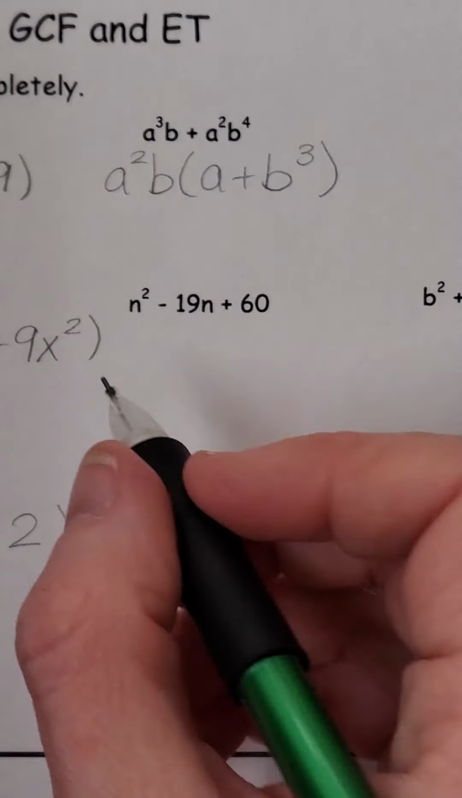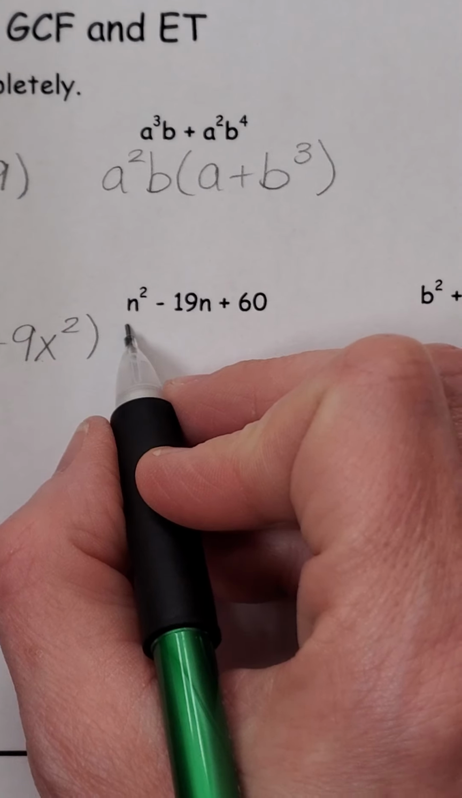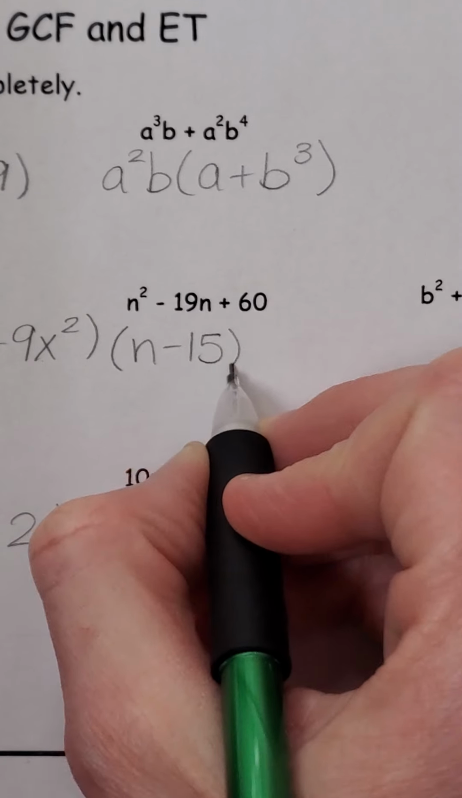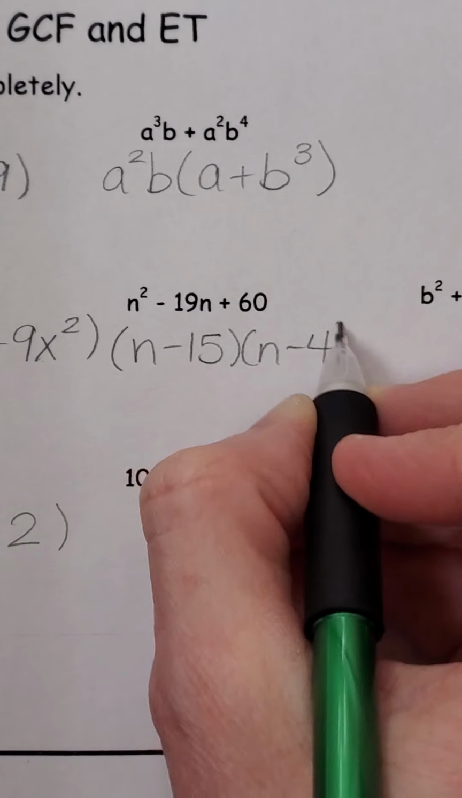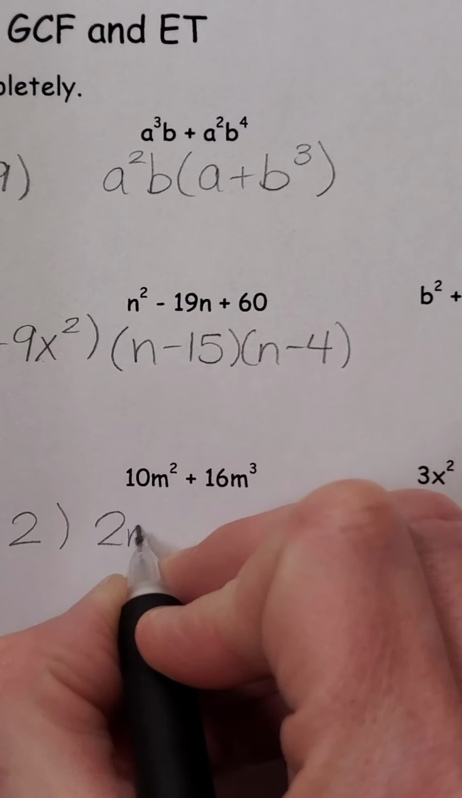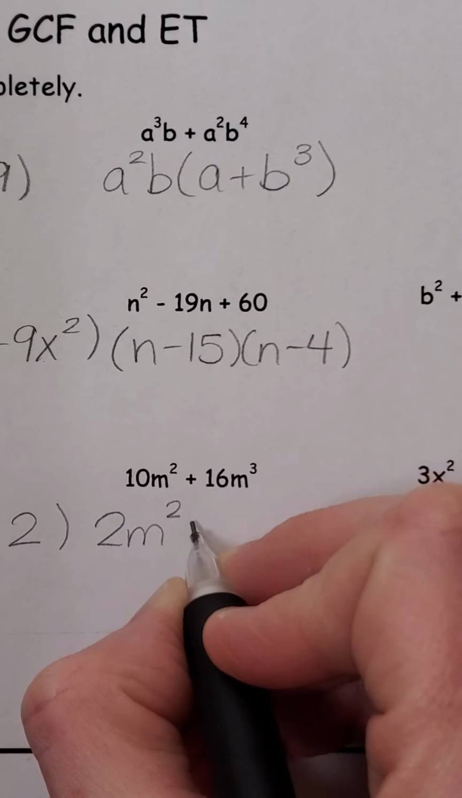So we're good there. No GCF there, which means we can find two factors of 60 that add up to -19. GCF.